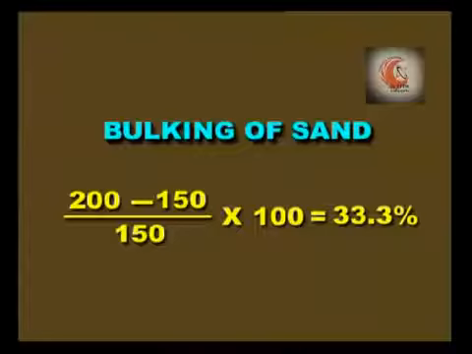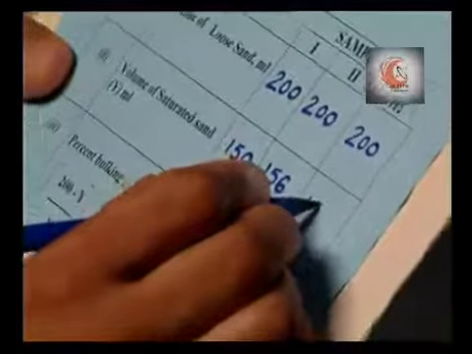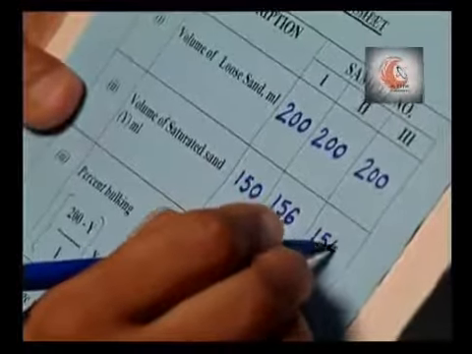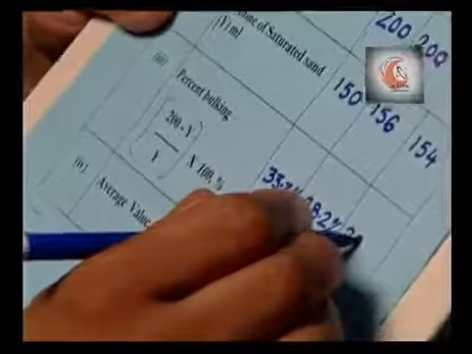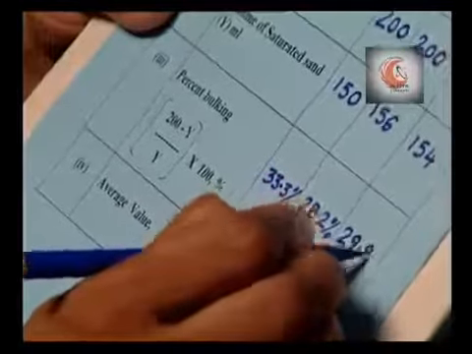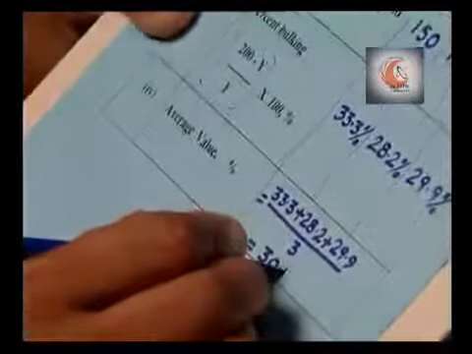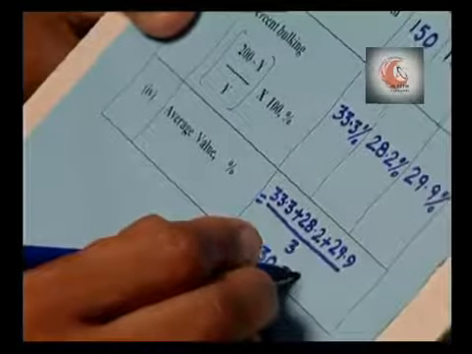Therefore, bulking of sand can be calculated as 200 minus 150 divided by 150 multiplied by 100, which is 33.3%. Repeat the procedure for 2 more samples of fine aggregate and record the readings in the observation sheet. The average of 3 readings is taken as the final result.